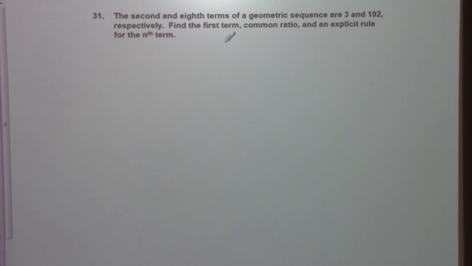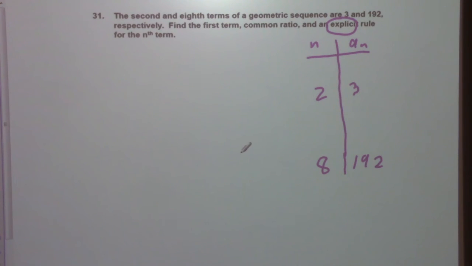So go here to 31. It says the second and eighth term. So I'm going to do the same type of arrangement as before. I'm going to have n and A sub n, and the second and eighth term. So 2 and 8, they're going to be 3 and 192 respectively. And we are told that we are geometric, and it does, in this instance, give you an explicit rule instruction. So how do you figure that out? And it's similar to something we did way back when we were working on what kind of functions.